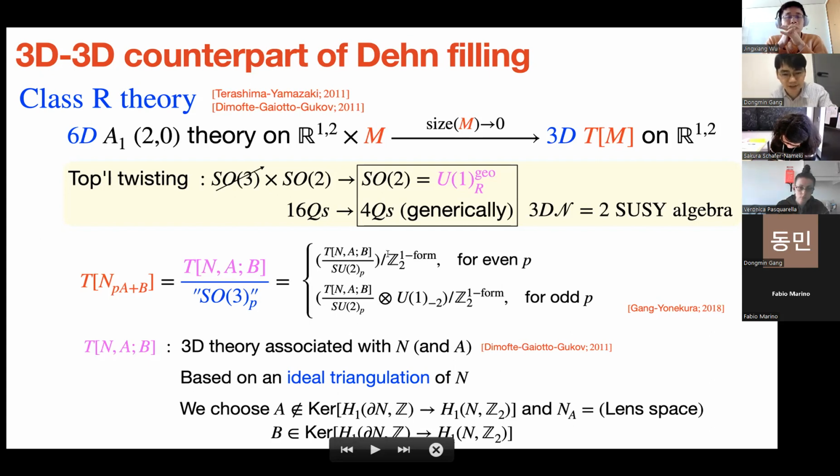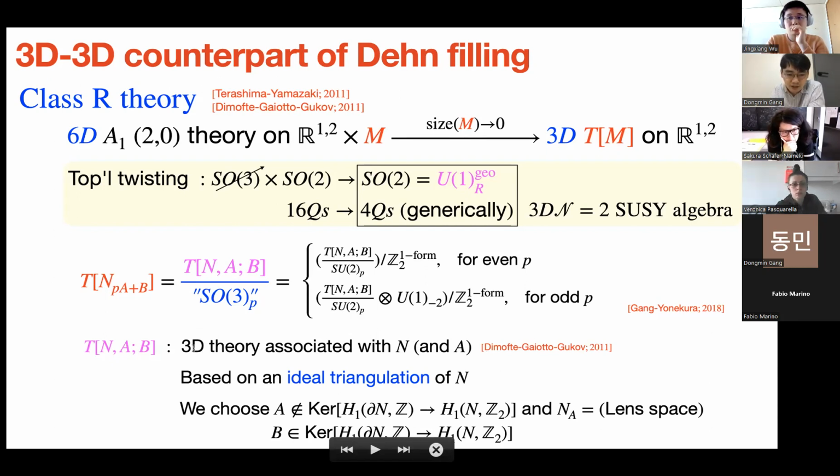And there are some very subtle structures, so we should be careful in gauging this symmetry, depending on whether P is even or odd. But anyway, this is just a gauging, and I will call this SO3 gauging. So we can say that this surgery part corresponds to this gauging procedure of the flavor symmetry. And this T_N[A,B] is a 3D theory associated with this N, which is a 3 manifold with torus boundaries, and these are well studied by these papers.